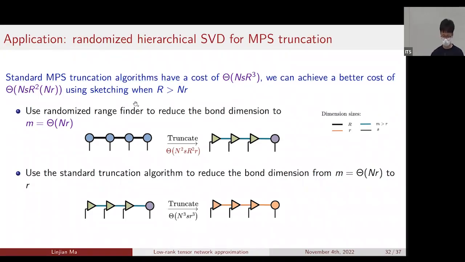The algorithm has two steps. First, we apply a sequence of randomized rangefinders to reduce the bond dimension to small m, which is big N times small r. I'll talk about the details of how we perform this randomized rangefinder using our embedding. This has less cost than doing the orthogonalization, but it reduces the bond dimension from the big R to a smaller one, proportional to big N times small r. Then we just do a standard truncation algorithm that truncates this bond dimension again to small r. But this algorithm doesn't have a dependency on the big R, so it's not the leading cost. The leading cost is still the randomized rangefinder.